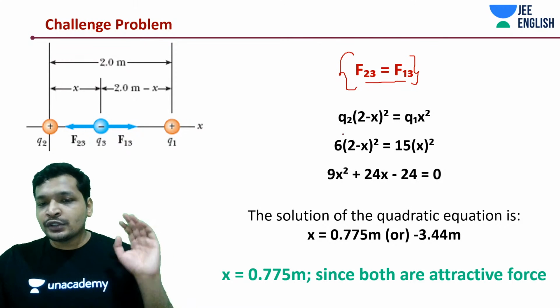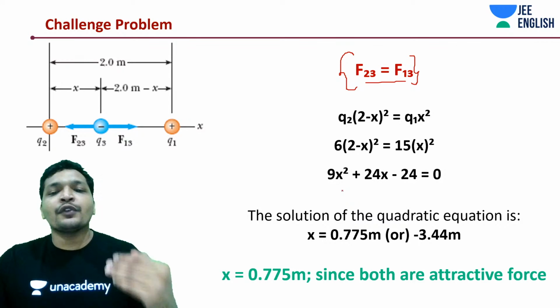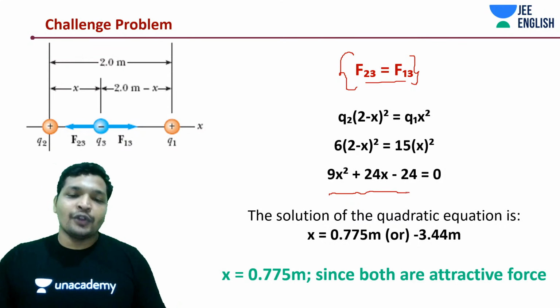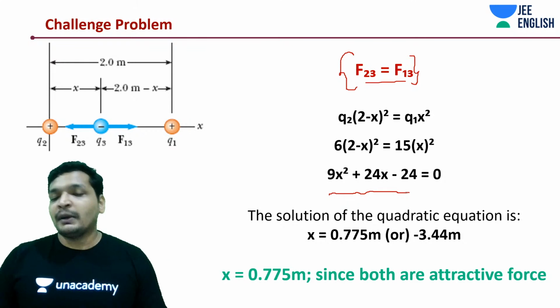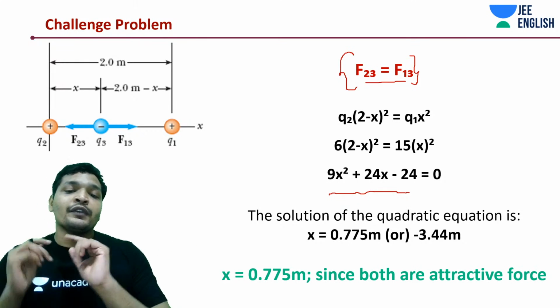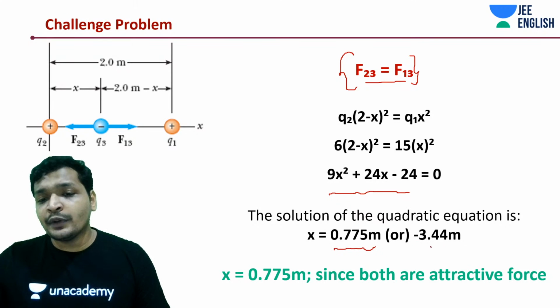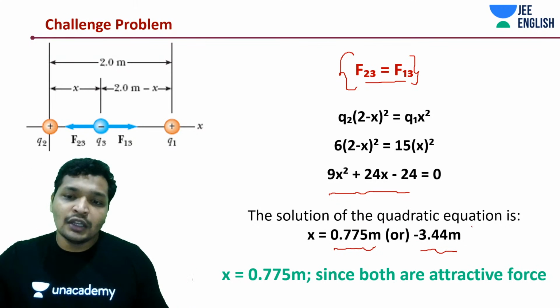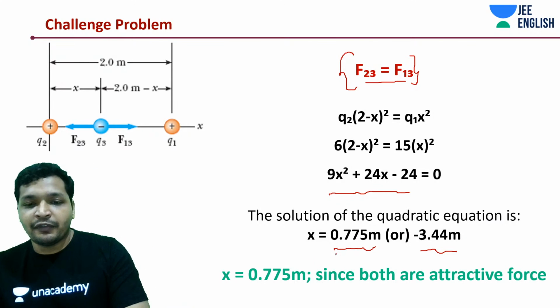Just equate the force, write down the quadratic equation, and you'll get something like 9x square plus 24x minus 24. Of course, you're going to write down x equals minus b plus minus under root b square minus 4ac divided by 2a to find the solution. Quadratic equation will give you two solutions. One is going to be minus 3.44 and the other one is going to be 0.75.